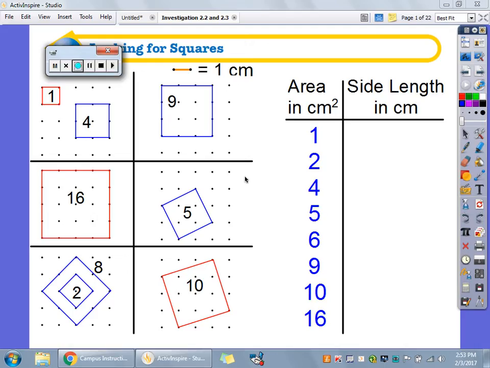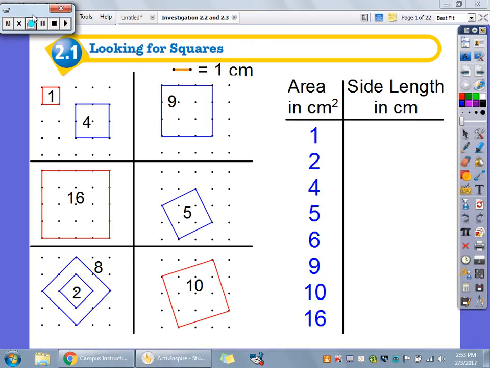Okay, this is kind of a catch-all for what we've been working on the last week or so. So what we're trying to accomplish with this page right here is that we want to be able to see the relationship between the area of a square and the side length.